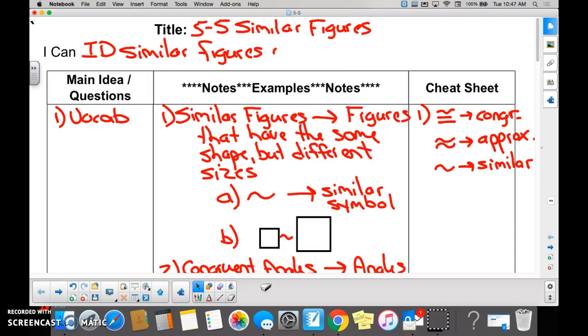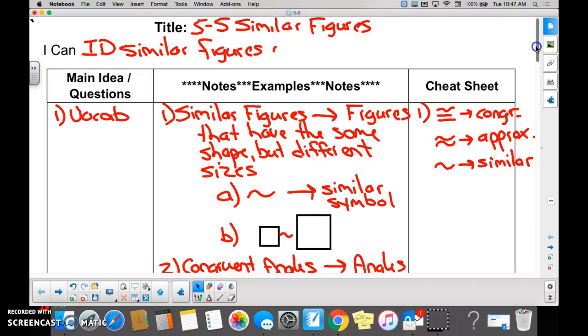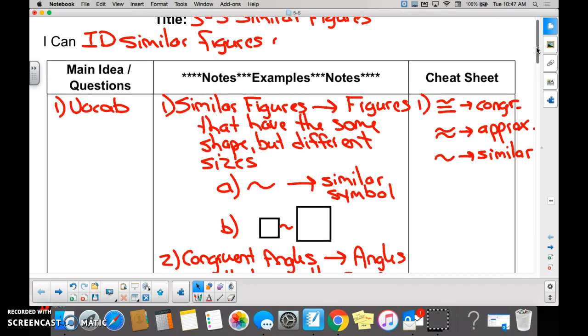All right, so a similar figure would be a figure that has the exact same shape but different sizes. All angles of a similar figure are what? Somebody tell me. All angles of a similar figure are what? Similar? Nope, not similar. All angles of a similar figure are what, Alex? Congruent. They're congruent. They're the exact same measure.